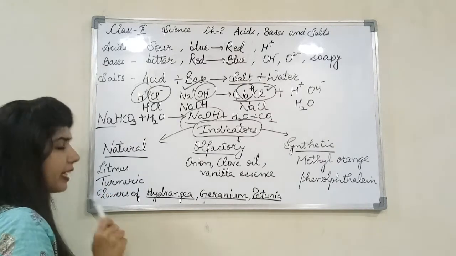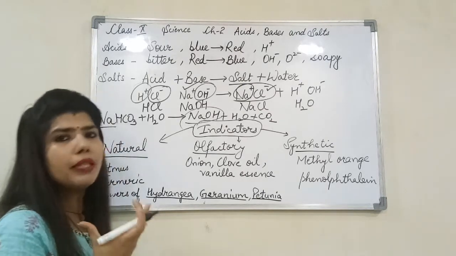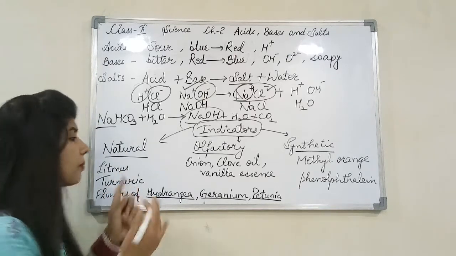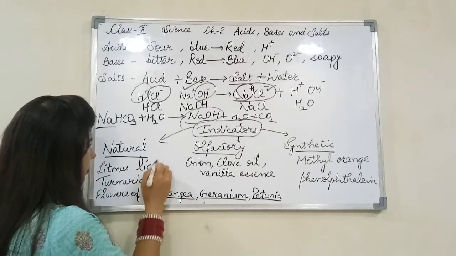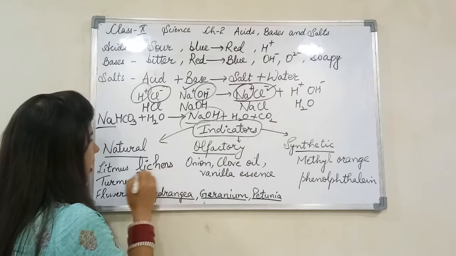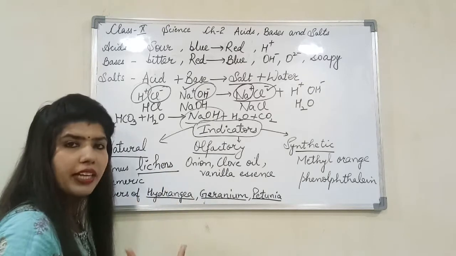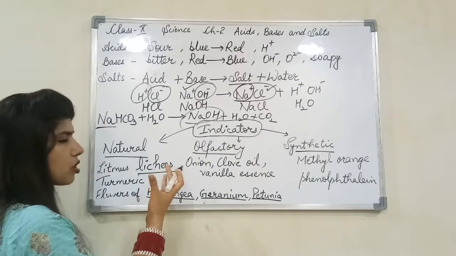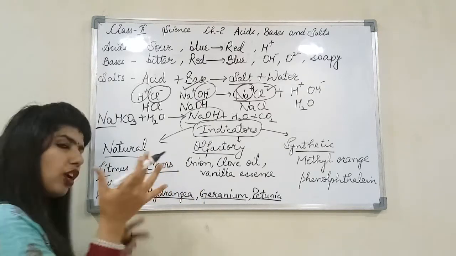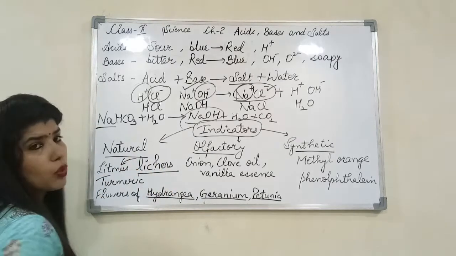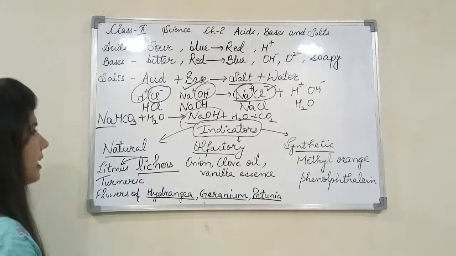Then litmus. Litmus is actually a dye which is purple in color when it is neutral. Where do we get this purple dye from? From lichens. Some call it lichen also. Lichens are a plant that belongs to the division Thallophyta. It is made of algae and fungus together. So from this we get a dye known as litmus that helps in telling us.